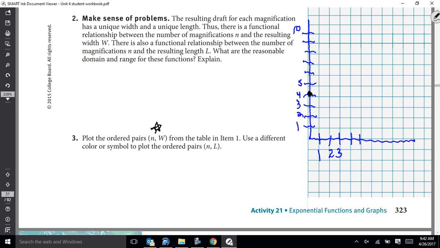Alright, so at 1 magnification, what is our width? 7.2. And then 2 magnifications is 5.76. Oh, no, 3 is 6.912. Okay, so 2 is 5.76.